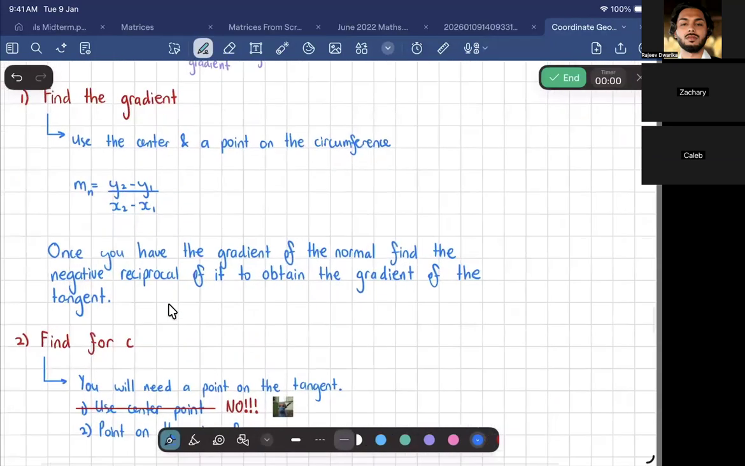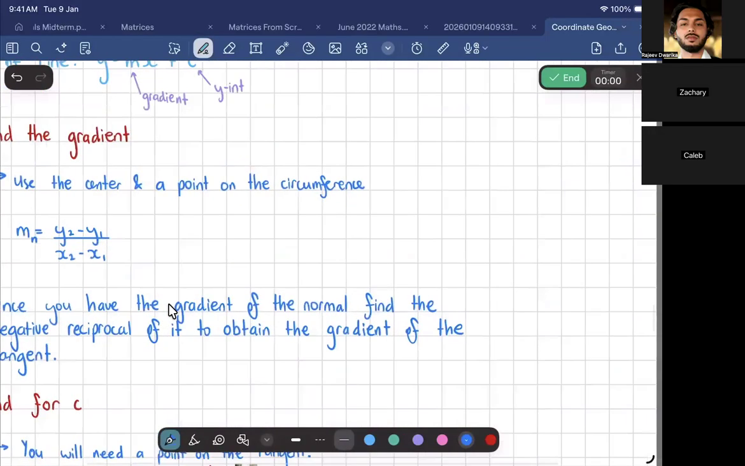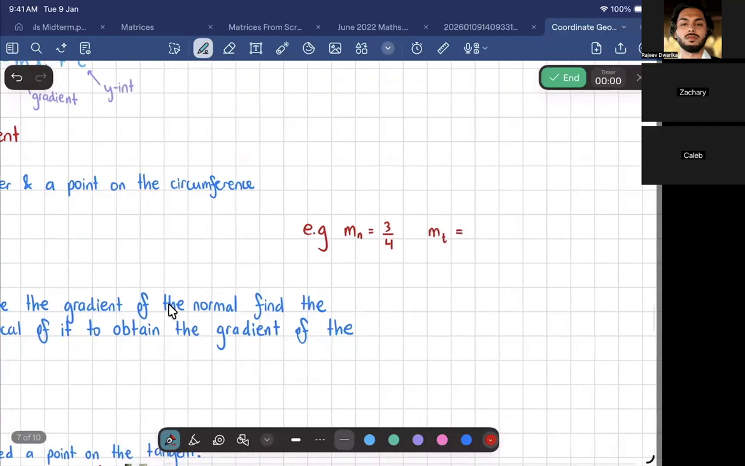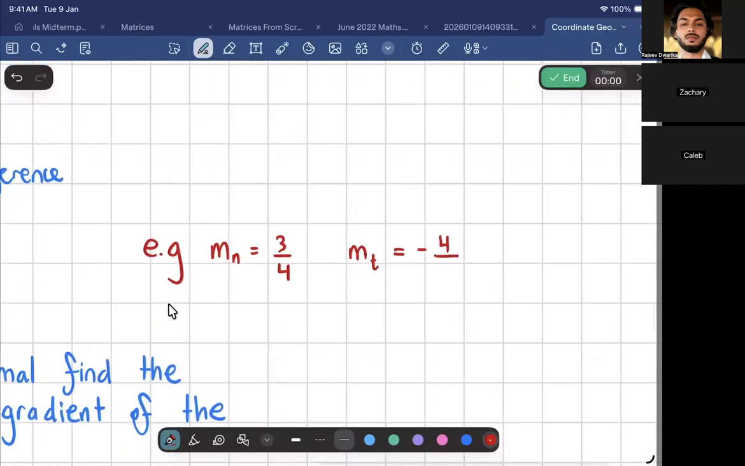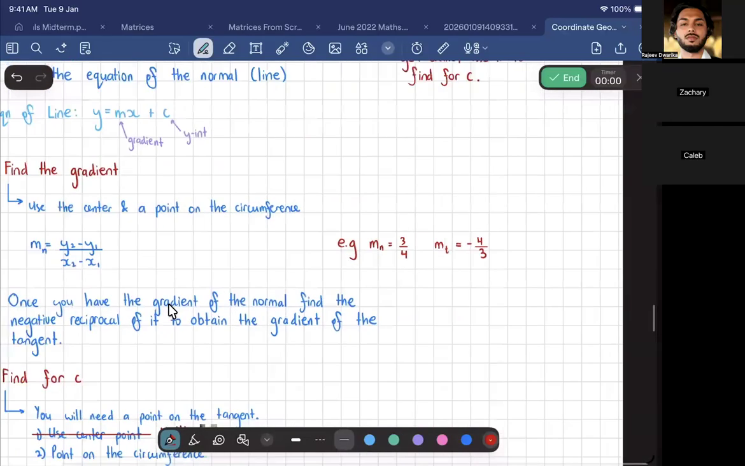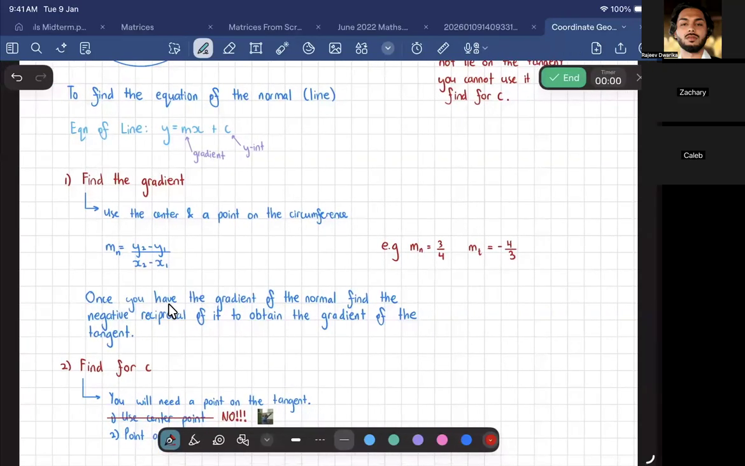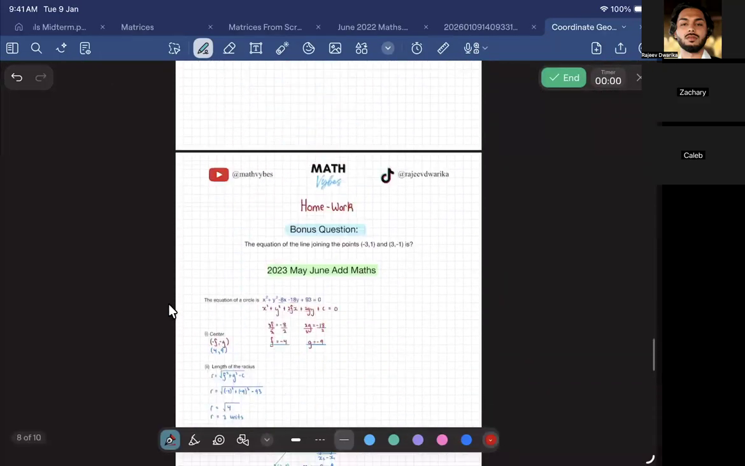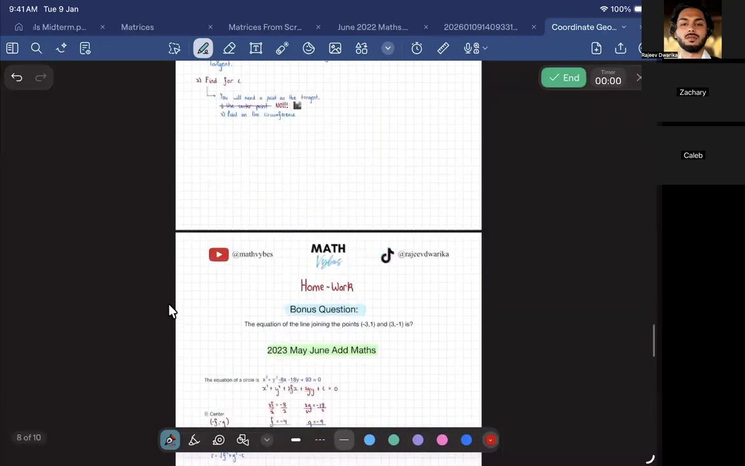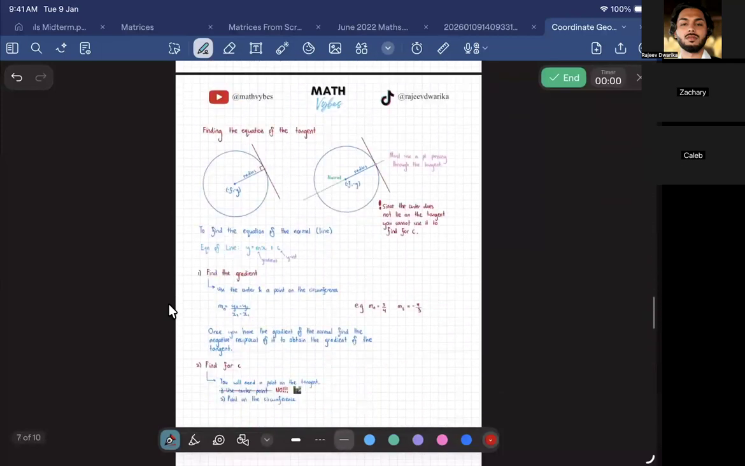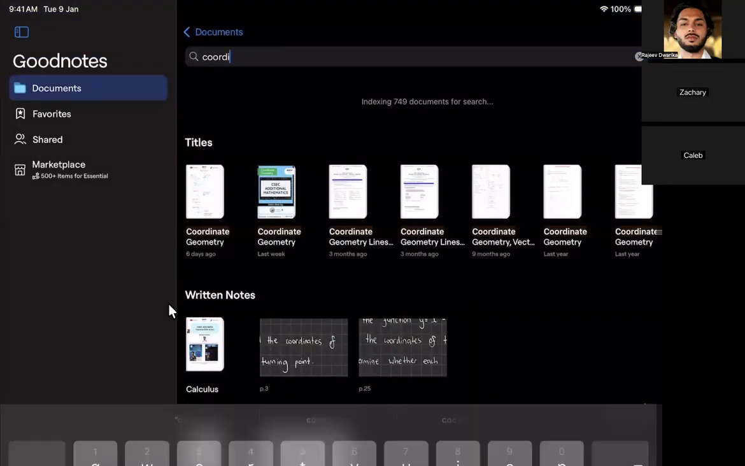Let me give you an example of what exactly happened in here. Say for instance, the gradient of the normal was 3/4. What do you think the gradient of the tangent would be? -4/3. That's simple. Nice. And then you put that in the equation of a line form. And you're good to go. I tell you, it's one of the easier topics.